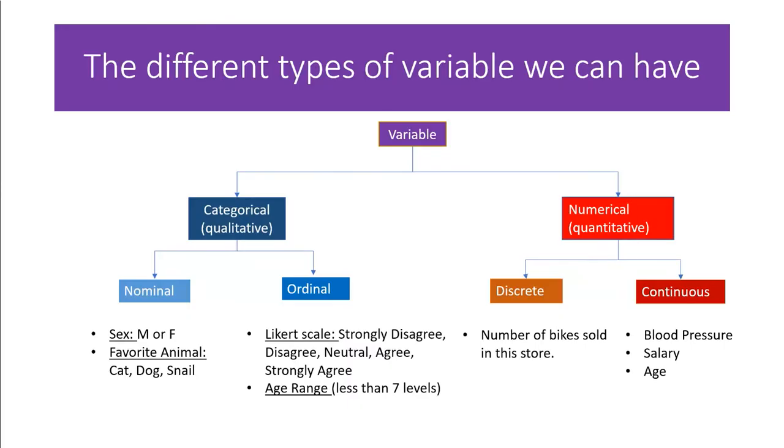If that's the number of sandwiches sold at this store, then that can only be 1 or 2 sandwiches sold, not 2.5 sandwiches sold. Well, we assume that the sandwiches are not cut into two parts, of course. The number of bikes sold in this store, the number of items in general sold in a store, or the number of students who come to the lecture per day, would be a discrete variable.